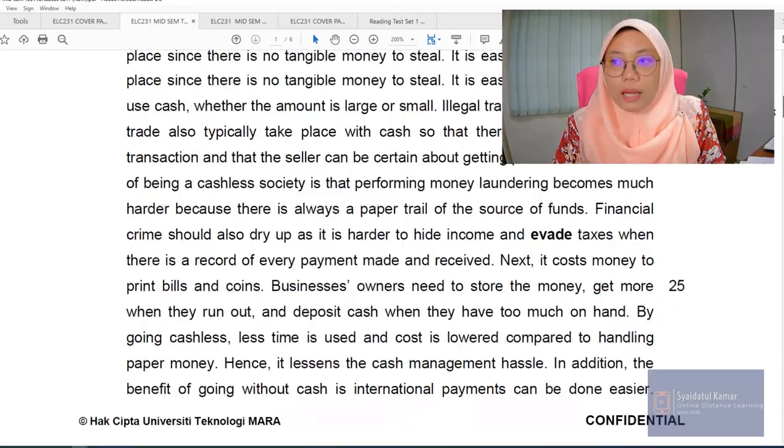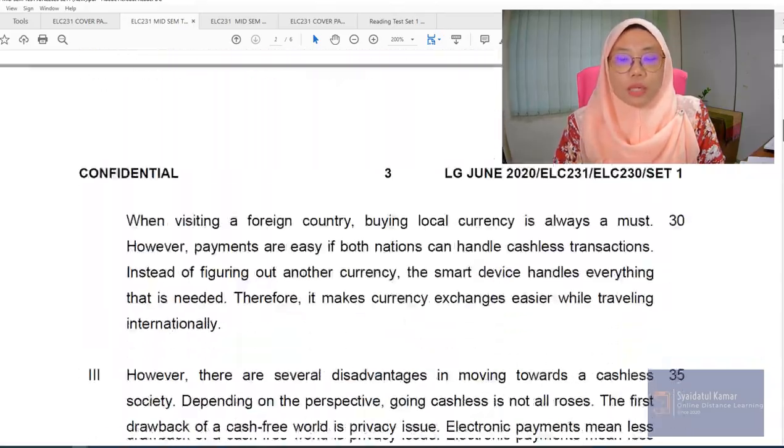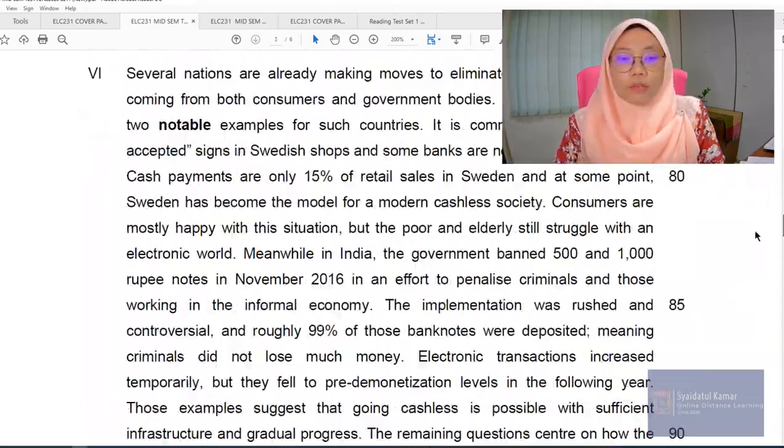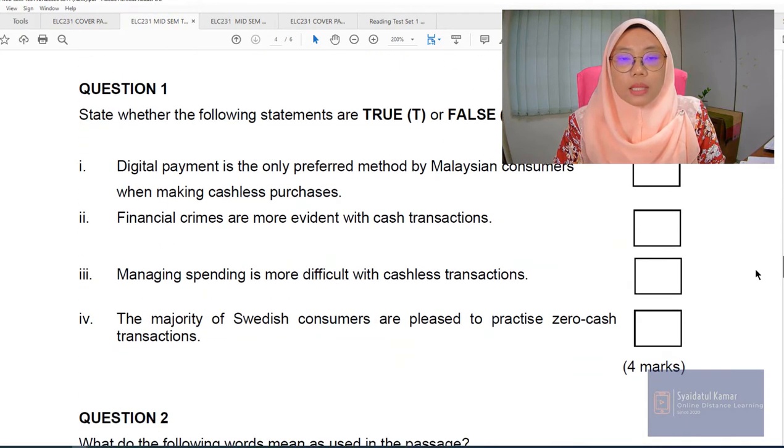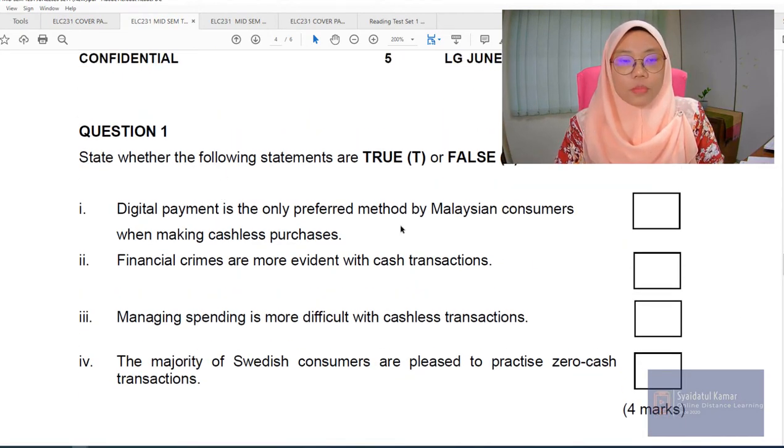Now, I am going to explain to you the technical part of the reading strategies that you need to learn to be able to answer these questions. For example, let's take a look at question number 1. It is true or false. You have to write T for true, F for false.